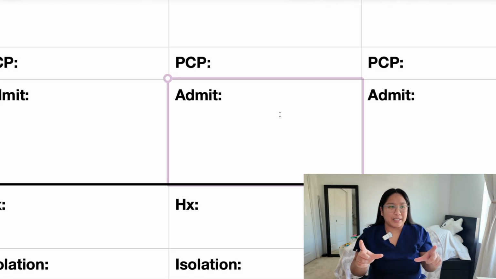I will write based on the H&P, or history and physical note, that the ER doctor or the attending doctor puts about why this patient came in, and all the notable things in the history of their hospital stay that are very important for me to give in report.